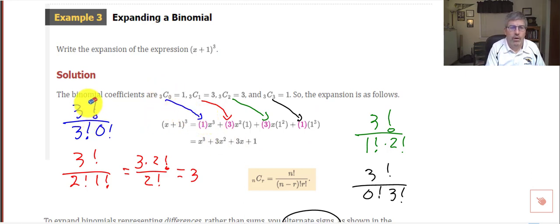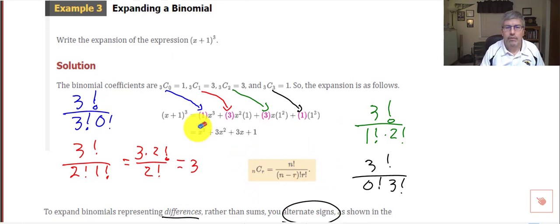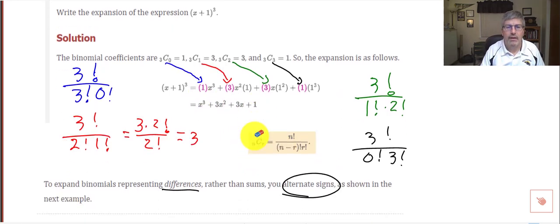3 choose 0 is 1, which is just in blue over here. 3 factorial over 3 factorial times 0 factorial. 3 choose 1 is in red. 3 factorial divided by 2 factorial times 1 factorial, which simplifies to 3. And then 3 choose 2 is over here in green. And we get 3 again, and then 3 choose 3 is just 1. We saw that on our sample problem. And we used our formula down here. Simplifying everything, we get our final expansion.